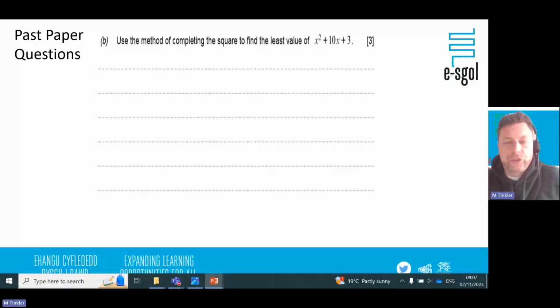Now, I've started with all the straightforward past paper questions, which just say use a method to complete the square to find the least value. So again, very straightforward. All these three have had pluses in them as well, which is sort of interesting. I'll give you a minute or two to work on that one.